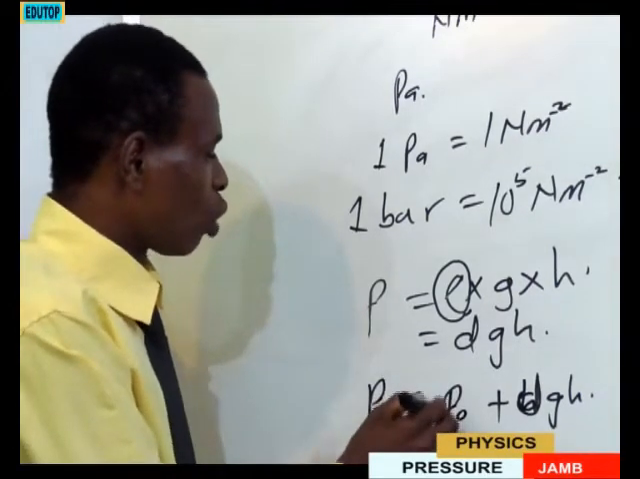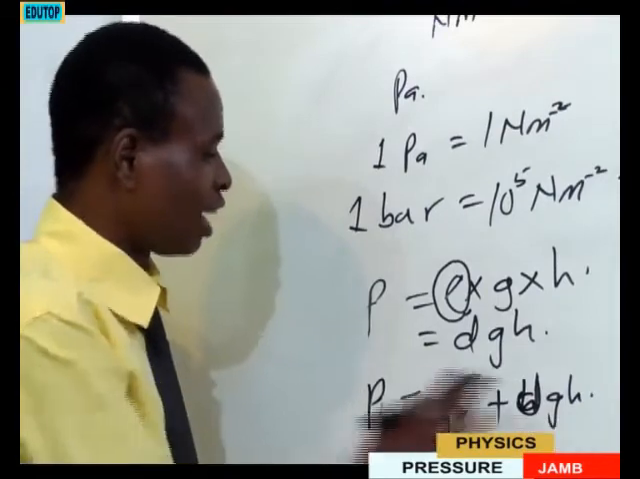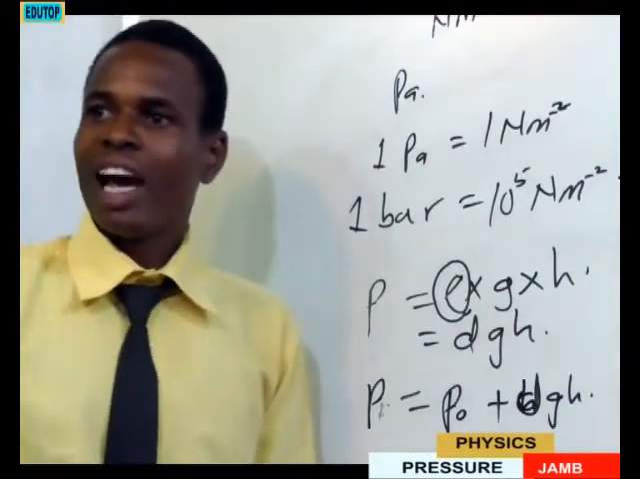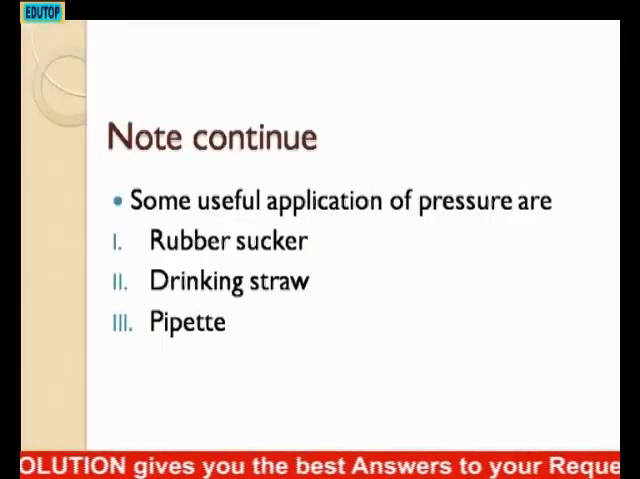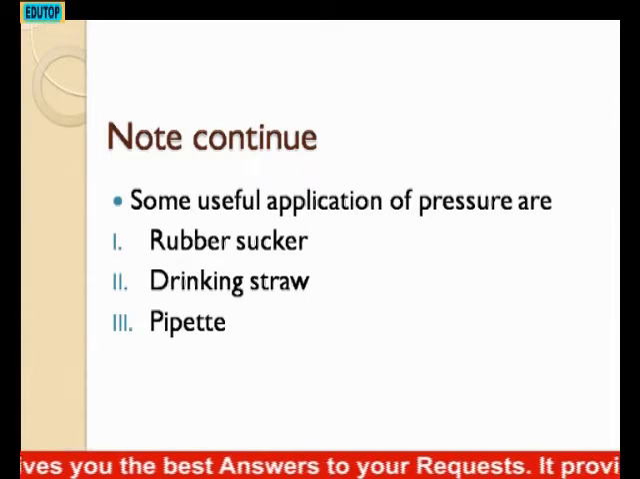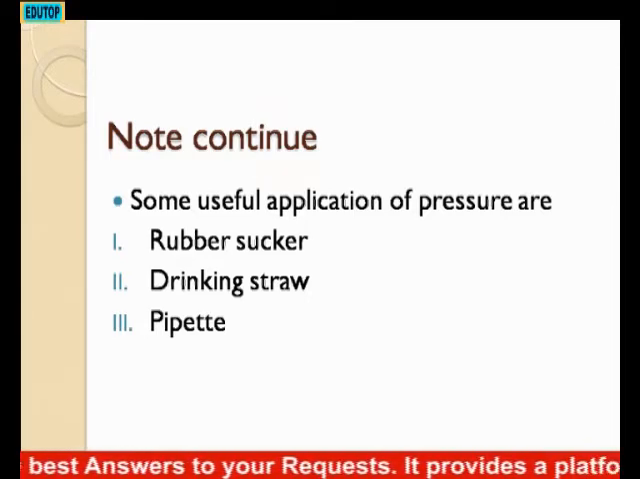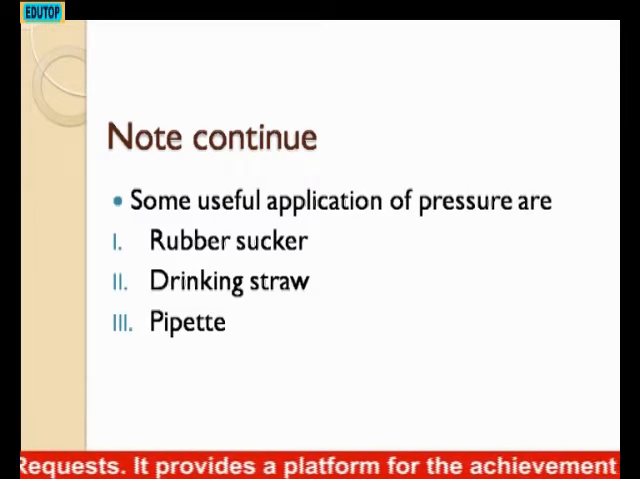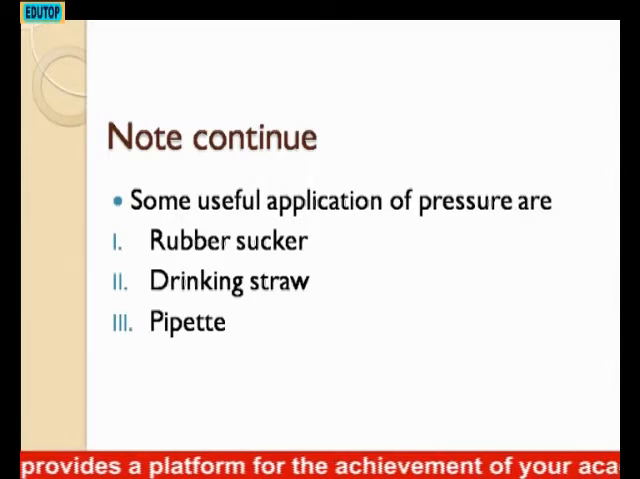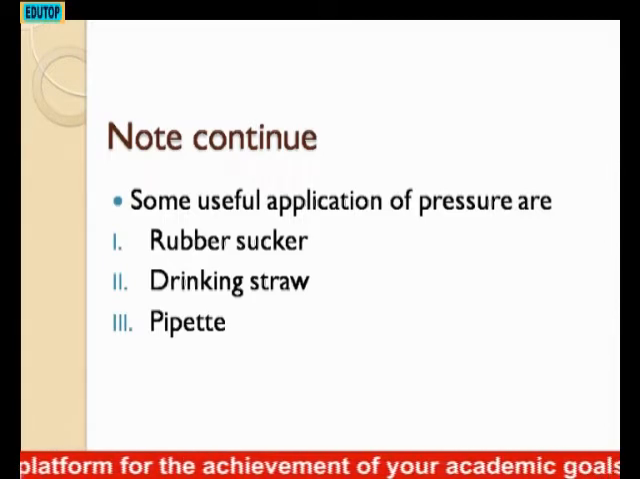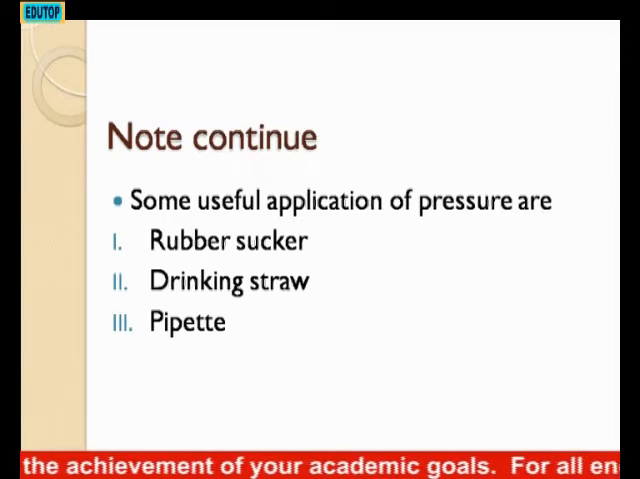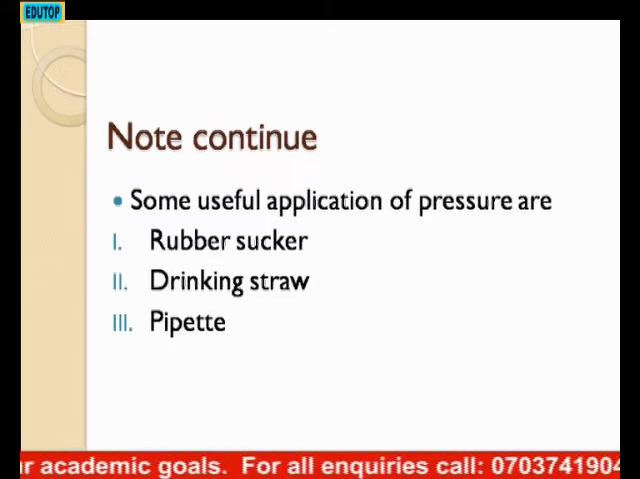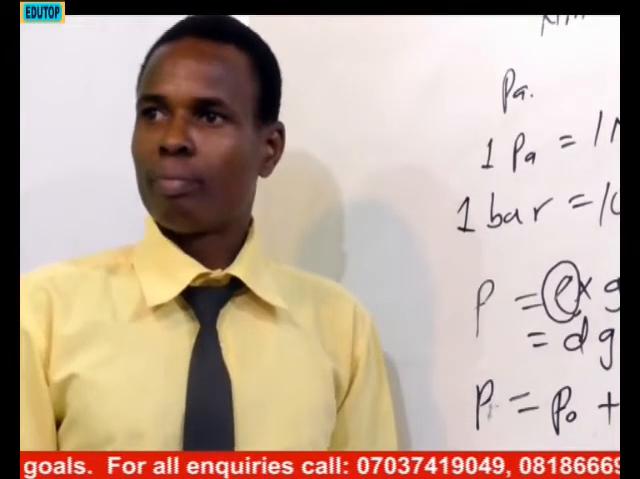Okay? We are going to consider a question to buttress this formula to see how it works. Then from there, we are still going to consider some useful applications of pressure. It is applicable in rubber soccer. Okay? You know rubber soccer. It is also applicable in drinking straw, that straw we use to drink and we insert inside the bottle. That is also applicable in pipettes. Those are the useful applications of pressure.